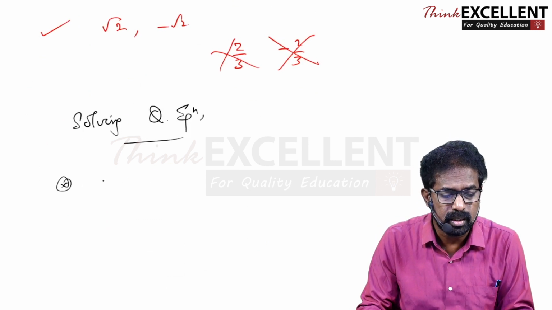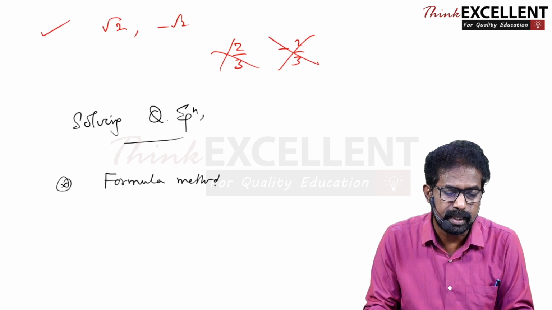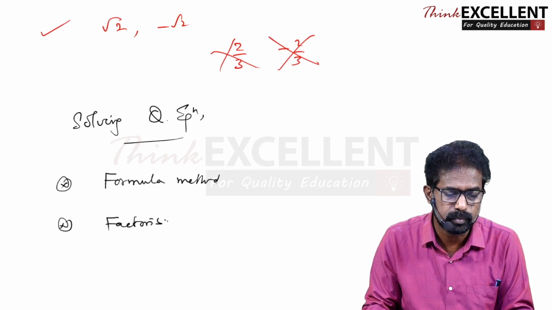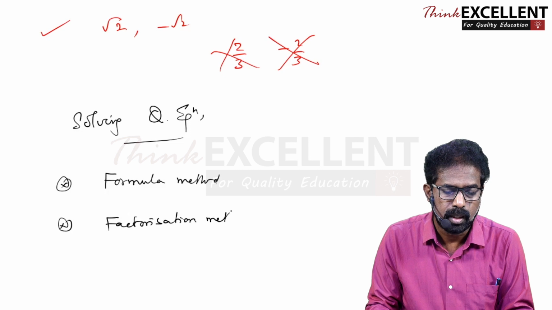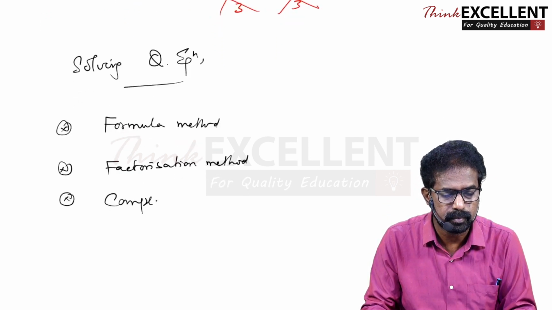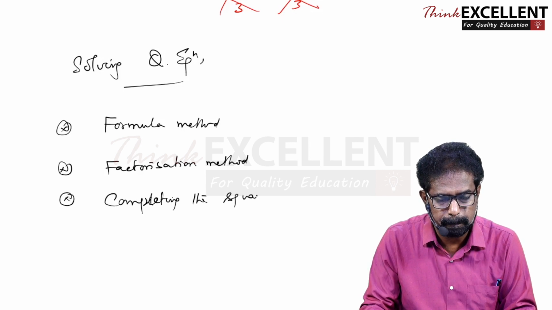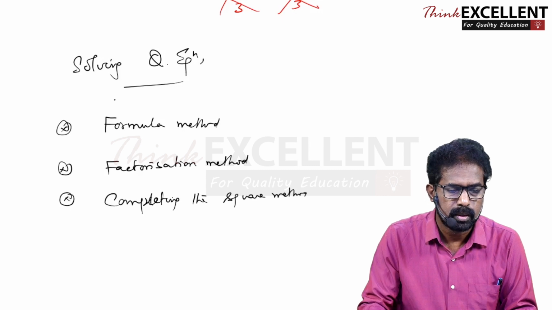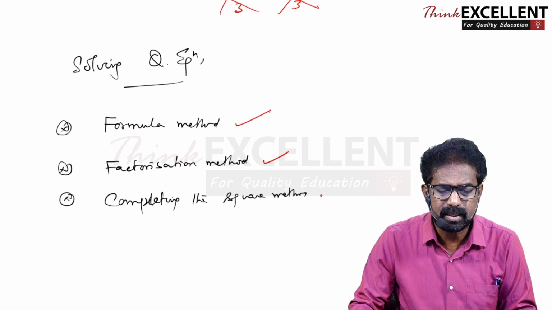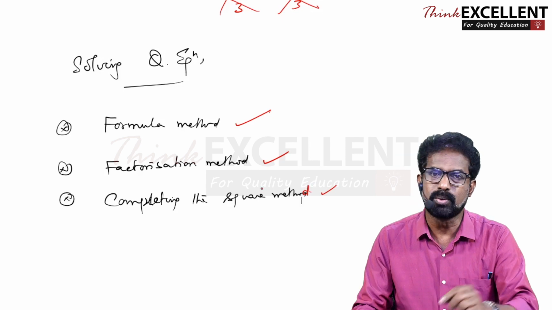The first one is formula method. Second method we call it factorization method. And the third method is completing the square method. The most popular ones are factorization, then formula. Completing the square method, suppose in the question it says use completing the square method, then you use it, okay?